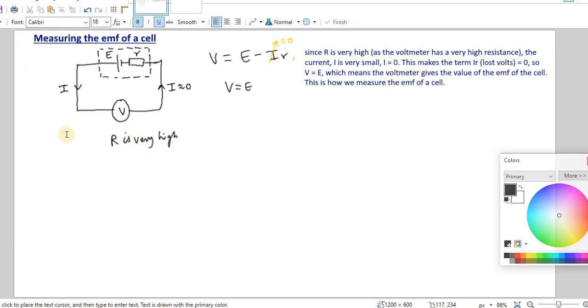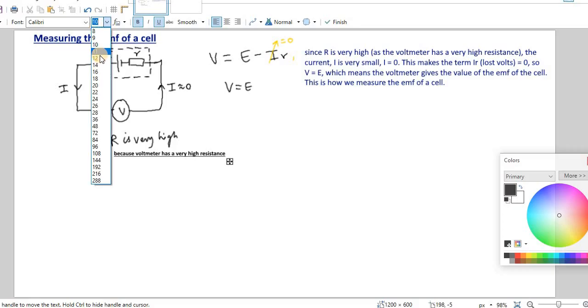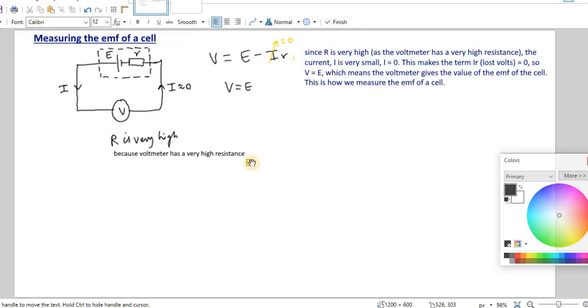Okay, so here we can write, because voltmeter has a very high resistance. Ammeter has a negligible resistance. So you should know this. You should have already learned that in the O-level class also. Okay, R is very high.